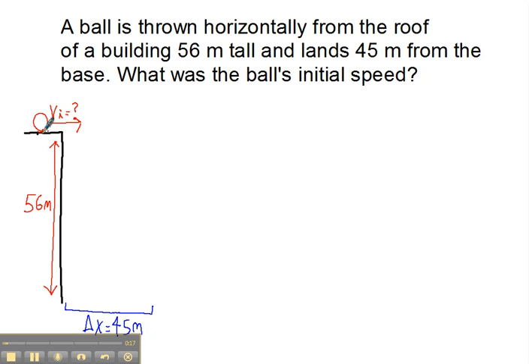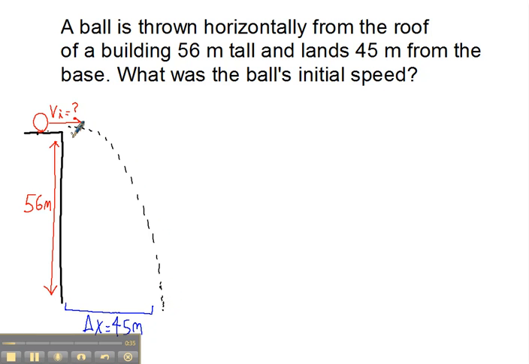So we've got the ball at the top. It's rolling off with an initial velocity that we don't know. The building's 56 meters tall, and the ball rolls 45 meters to the right. Well, it has a trajectory, as you probably know, that makes a parabola like that.